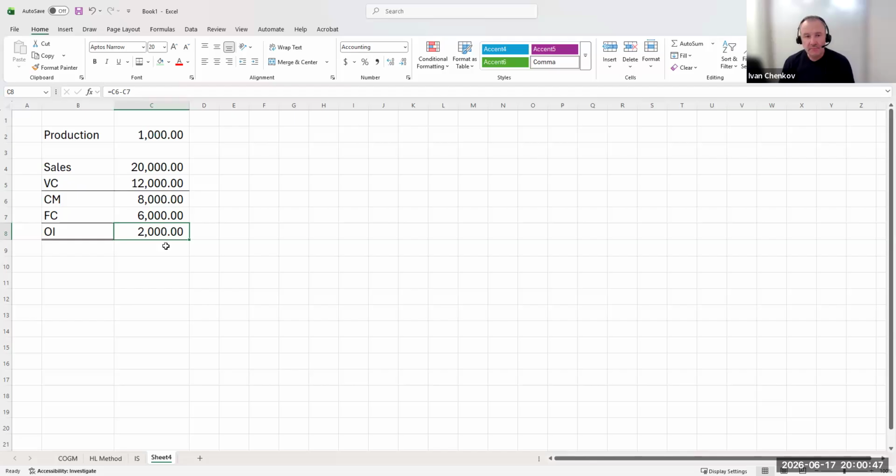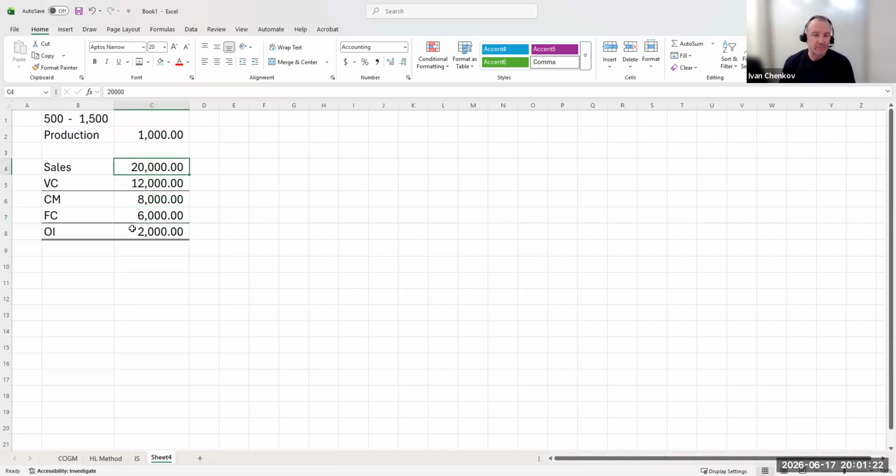Okay, great. What else? Fixed costs are fixed costs. How are they going to change if you change the level of activity? The level of activity in the question is between 500 to 1,500 units. That's our relevant range. So if I change the production to 1,500, how much will my fixed cost be? It will be exactly the same. That's the beauty of the fixed cost. They stay the same.